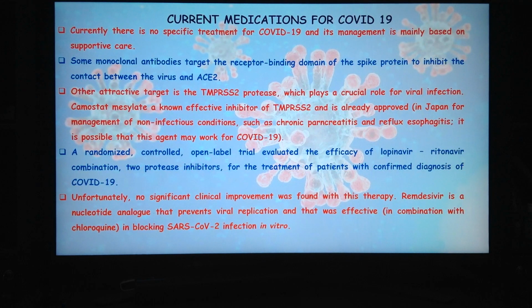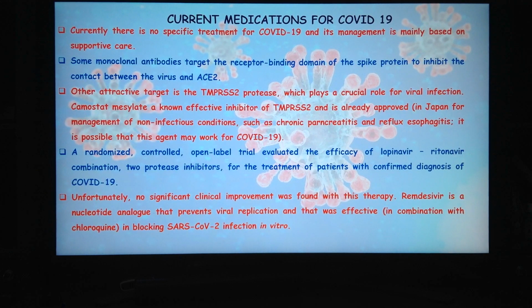Regarding current medication for COVID-19, there is no specific treatment, and its management is mainly based on supportive care. However, some monoclonal antibodies targeting the receptor binding domain of the spike protein can inhibit the contact between the virus and ACE2. Another attractive target can be the TMPRSS2 protease, which plays a crucial role in viral infection. Camostat mesylate is a known inhibitor of TMPRSS2 and is already approved in Japan for some clinical conditions, and it is possible that this agent may work for COVID-19.